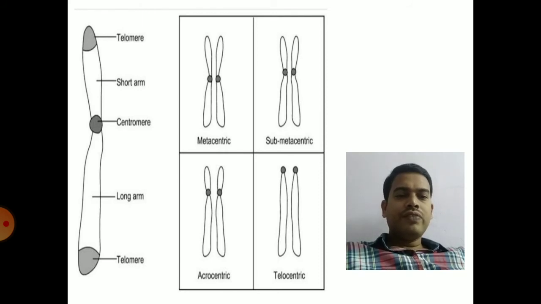So that is the function of telomere. It will prevent the DNA from nuclease action. It is present on either side of the chromosome, and the age of the cell depends upon the length of the telomere.